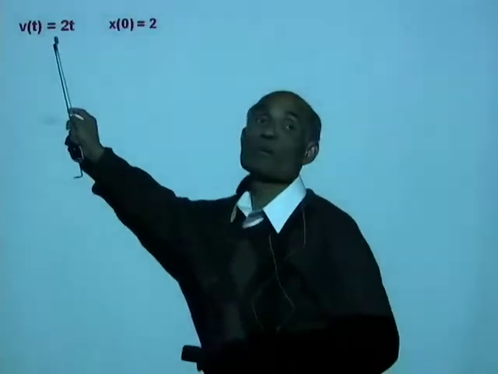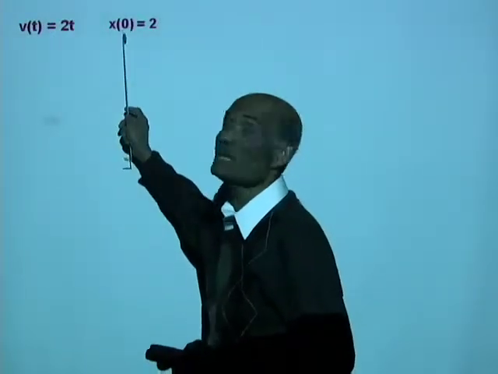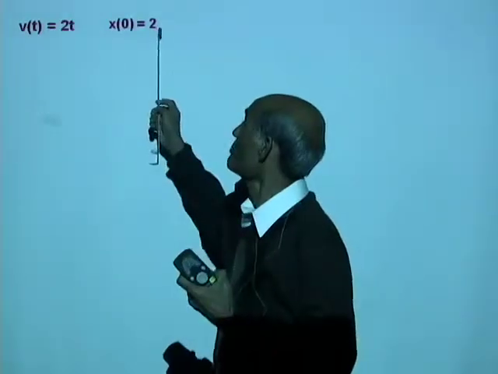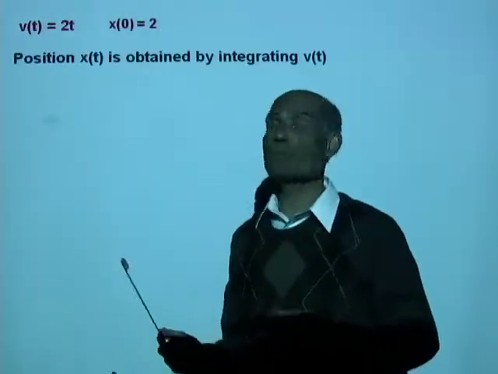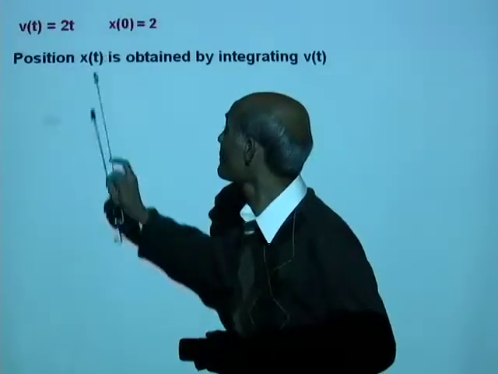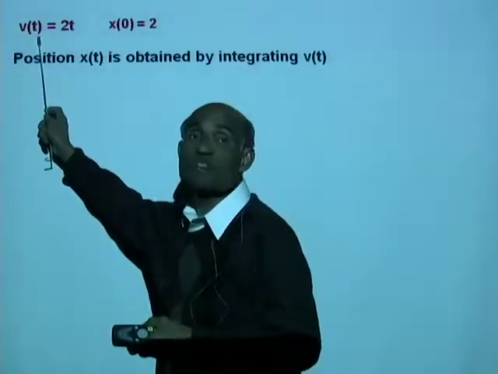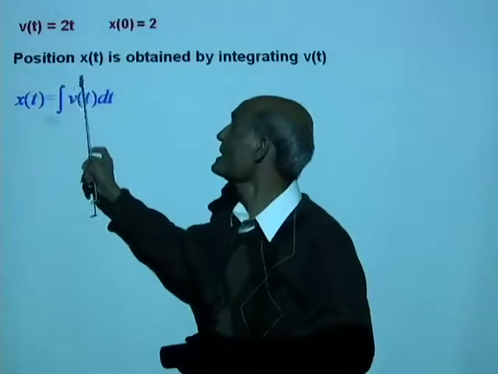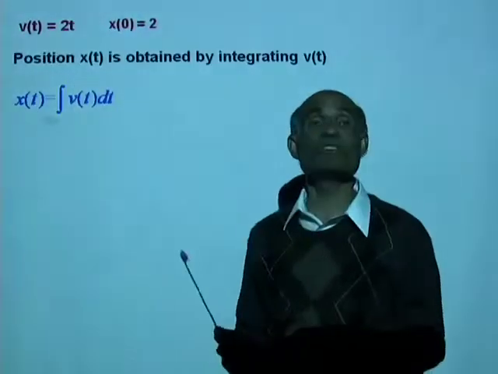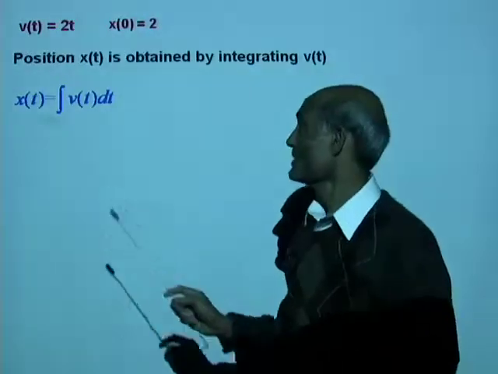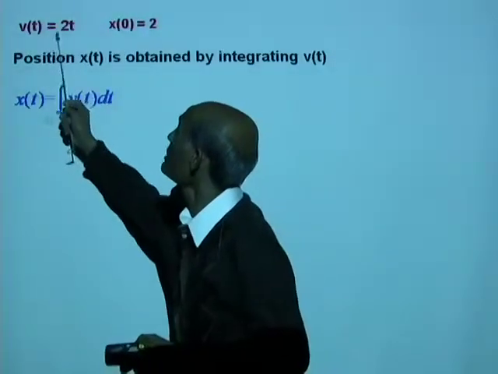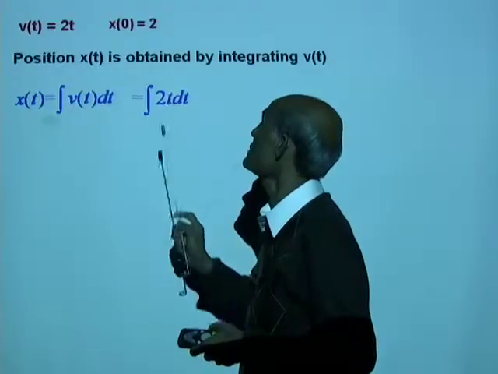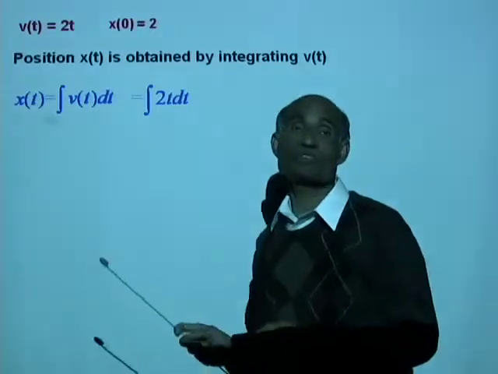Alright, now we have v of t equals 2t, and also we know that when t equals 0, the position is 2 meters. Now, position x of t can be obtained by integrating the velocity function. In other words, x of t equals integral v of t dt. Well, v of t is this 2t, and that is integral 2t dt is our position function.